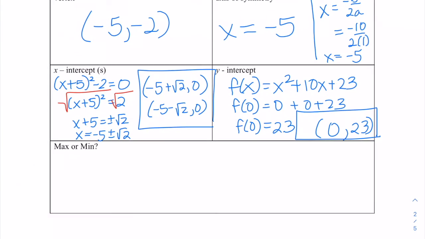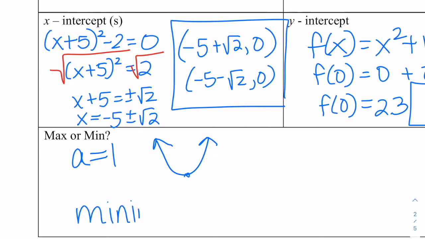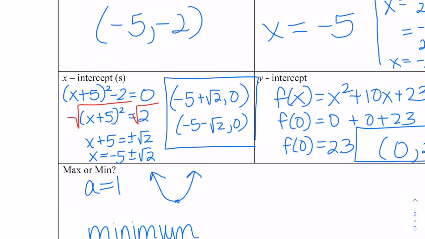Now, we know that the a value is equal to 1. So this parabola is going to open up and have a minimum. The y value will be the y-coordinate of the vertex. So it'll have a minimum at y equals negative 2.